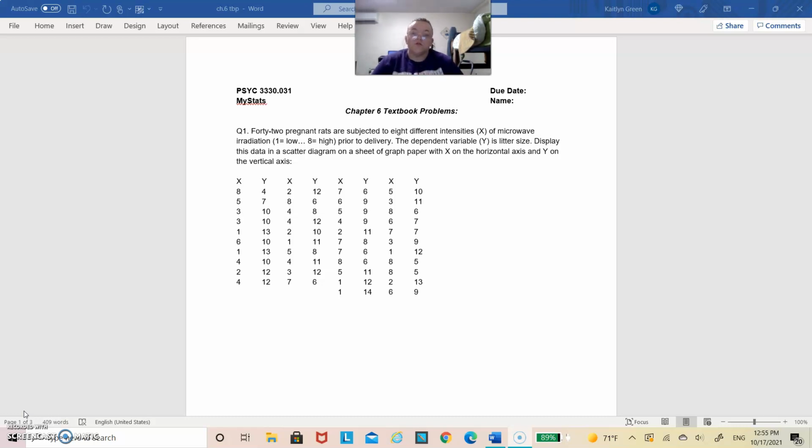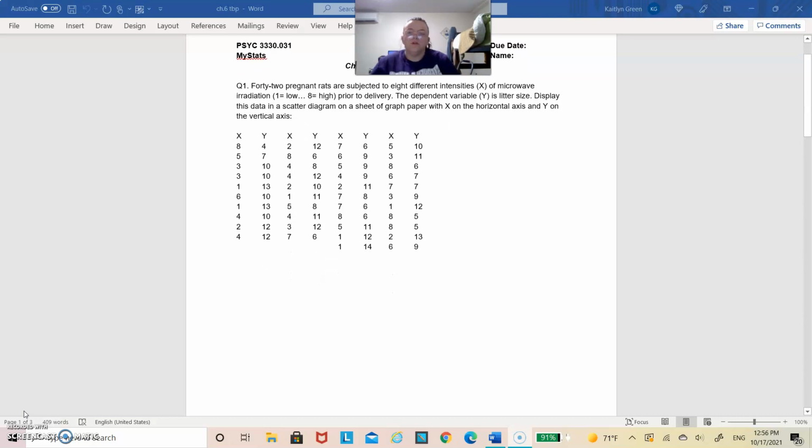Question 1 shows 42 pregnant rats that are subjected to 8 different intensities of microwave irradiation prior to delivery, which will be the x variable. The dependent variable y will be the litter size. It then asks to display this data in a scatter diagram on a sheet of graph paper with the x on the horizontal axis and the y on the vertical axis. And I thought this problem was pretty straightforward.